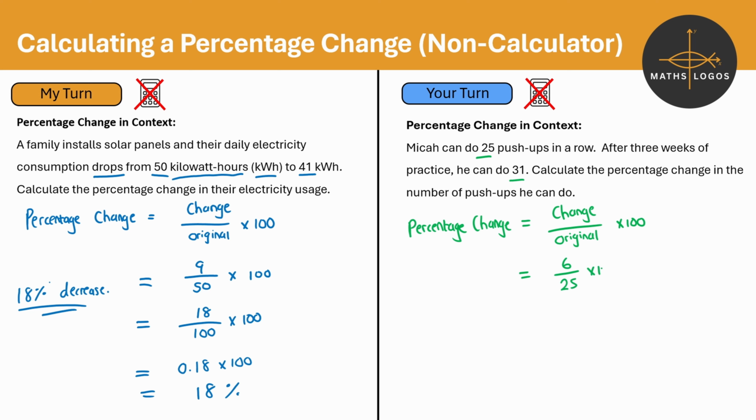Then multiply that by 100. 6/25, turn that into a fraction with the denominator of 100. So do 25 multiplied by 4. So I need to do 6 multiplied by 4 to take me to 24. Multiply that by 100. These 100s cancel each other out because I've divided by 100 and then multiplied by 100. My answer is 24%. And we said that it's a 24% increase. So that's what you should have got.